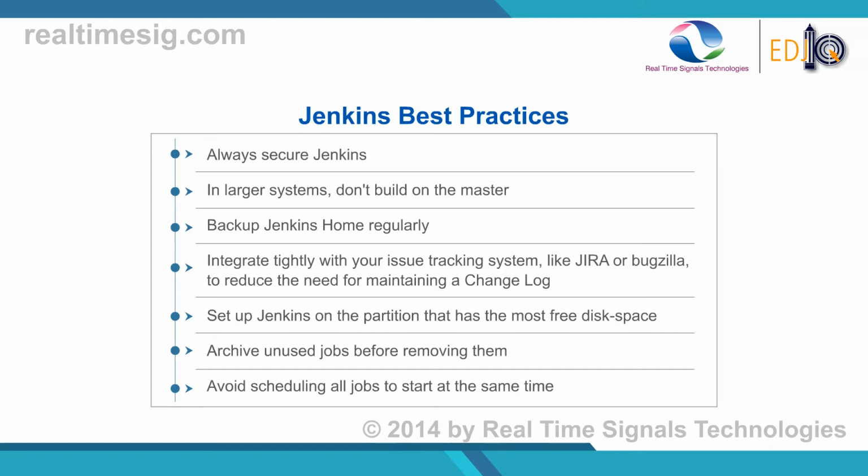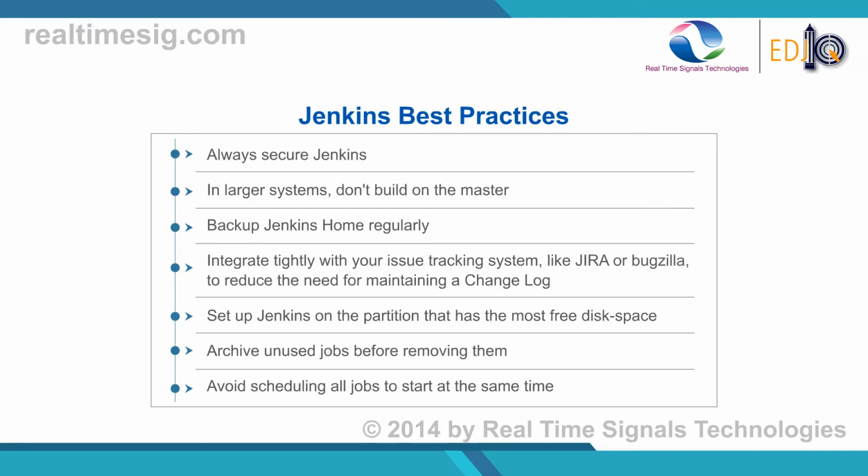Jenkins needs some disk space to perform builds and keep archives. All the settings, build logs, and artifact archives are stored under the Jenkins_home directory. Simply archive this directory to make a backup. Similarly, restoring the data is just replacing the contents of the Jenkins_home directory from a backup. 6. Archive unused jobs before removing them. All unused jobs should be archived so they can be resurrected if the need arises. See Administering Jenkins for ways to do this. 7. Avoid scheduling all jobs to start at the same time.